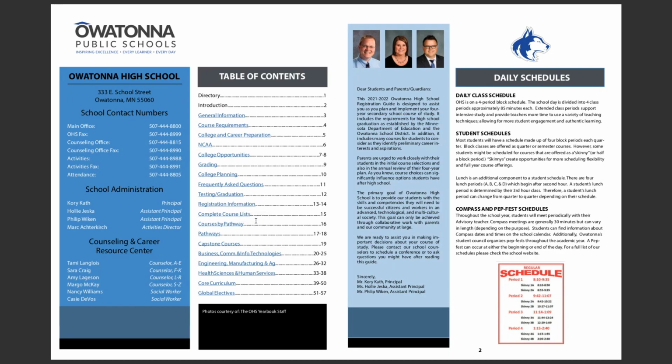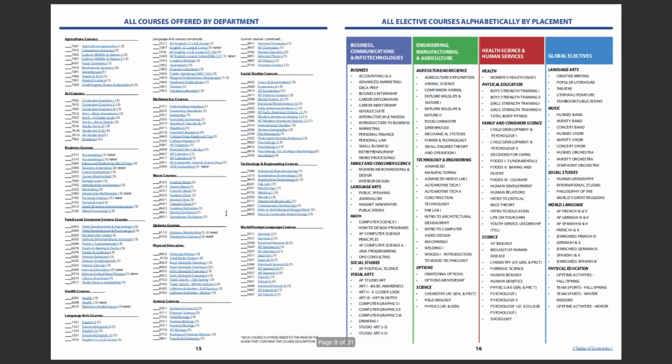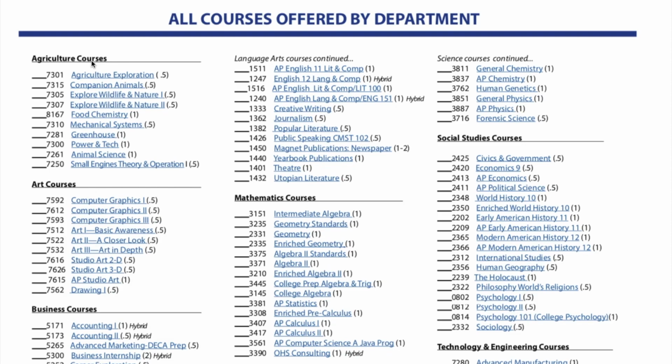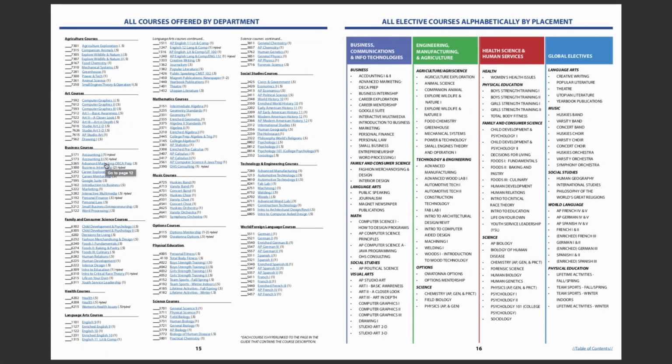So finding courses, there are a couple ways that you can do this. Courses by pathway and complete lists are on the same spread. So I'm going to start there. If you look at the left-hand side page, you'll see a listing of all the courses by departments. And those are also hyperlinked within the document to the pages where their course description can be found.